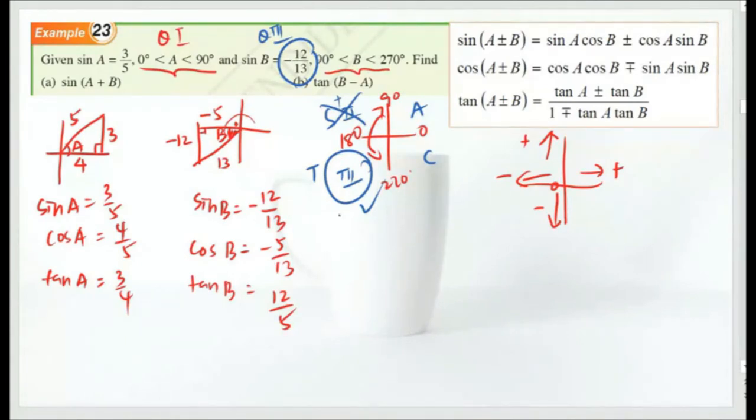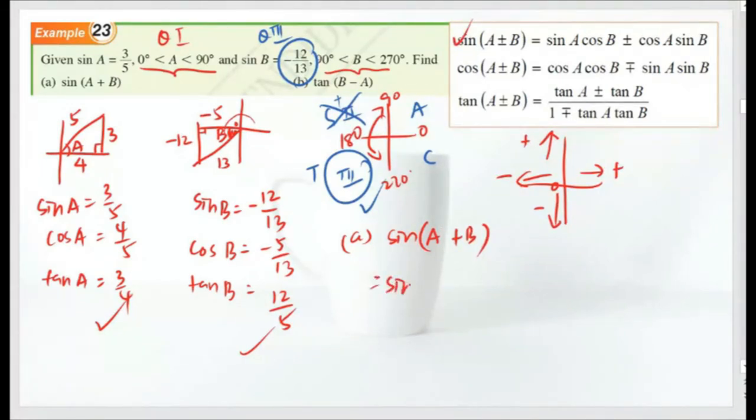So now we go to the question. Every time you do this type of question, you need to draw out the correct right angle triangle in the correct quadrant. Then you find the values of sine, cos, and tangent before you go through the question. Once we have found them all, we can start to find the value of sine A plus B. Use the addition formula for A plus B.